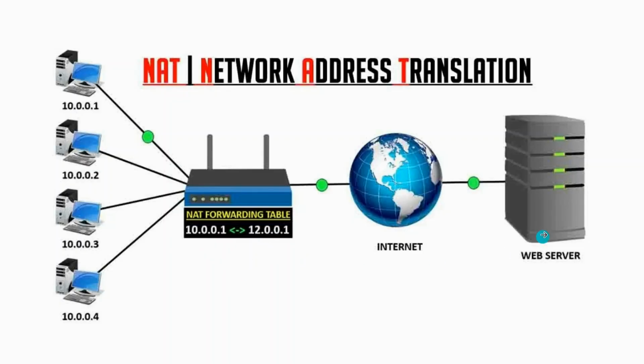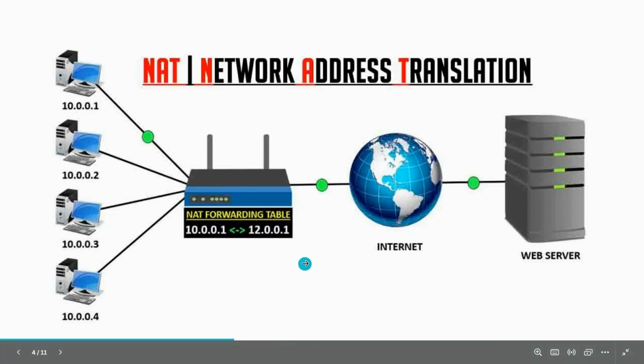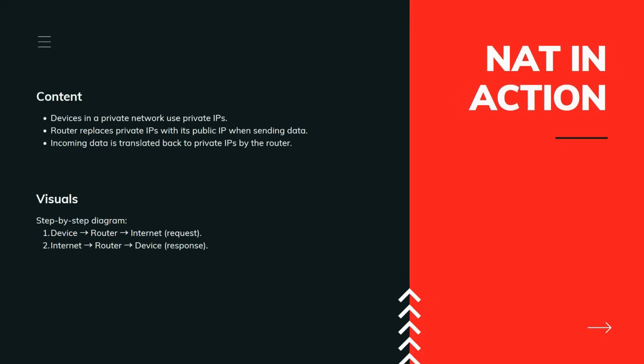When the website responds, the router translates the public IP back to the PC's private IP and forwards the response. This process happens so quickly that you don't even notice it. And that process is shown in the previous picture. Devices in a private network use private IPs. The router replaces the private address with the public IP when sending, and then the response comes back and the router translates the IP back.